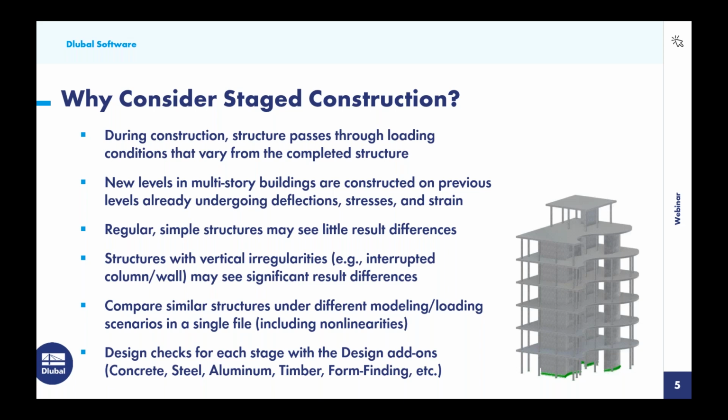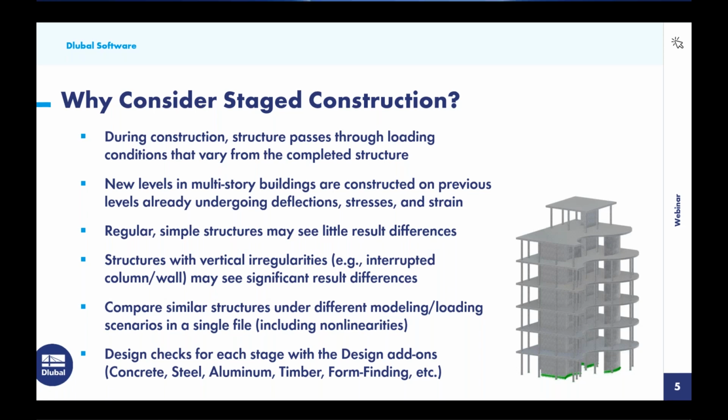Now, we also have the ability to run the design checks according to the various codes for each of these stages by incorporating them, again, with those additional design add-ons. I'd already mentioned the concrete and steel add-on, but we also have the aluminum design, timber design, and even some of these niche markets such as fabric tensile structures. So with our form finding design add-on, this can be integrated with those construction stages as well as stability design and so on. So let us begin in RFEM today.